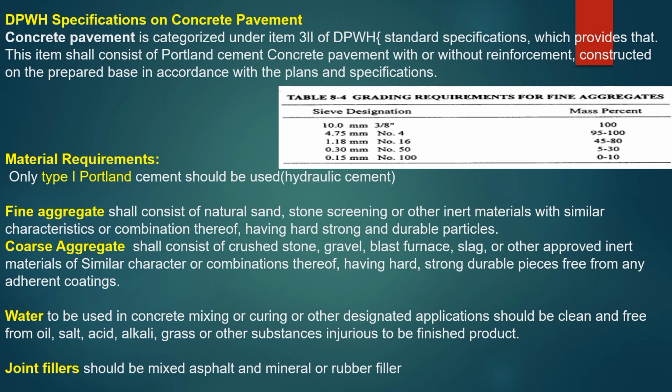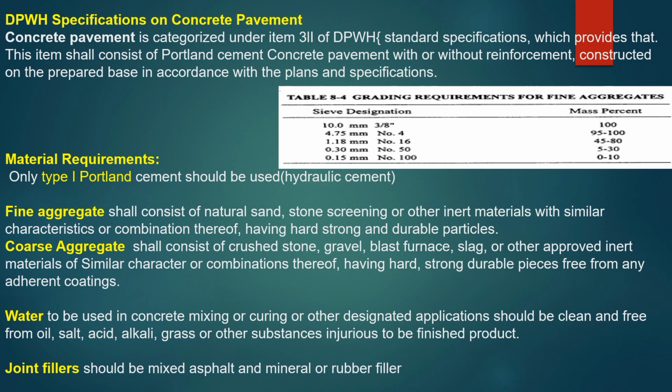DPWH specification on concrete pavement. Concrete pavement is categorized under Item 311 of the DPWH standard specification, which provides that this item consists of Portland cement concrete pavement with or without reinforcement, constructed on the prepared base in accordance with the plans and specifications. So we will proceed to the first one.